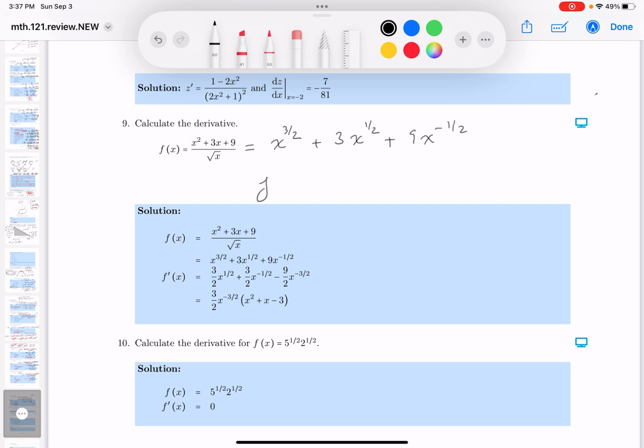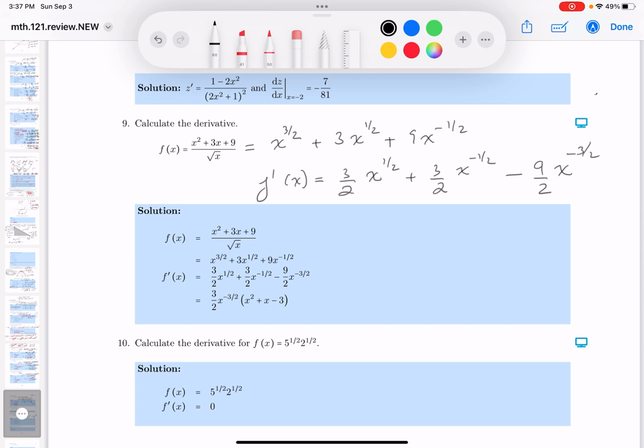This is easier for me to differentiate. And what do you get? 3/2 x. Take 1 from the exponent. That would give me 1/2 plus 3/2. Take 1 from the exponent. You're going to get minus 1/2 minus 9/2. You're going to take 1 from the exponent. That's minus 3/2. And by the way, that's a derivative.